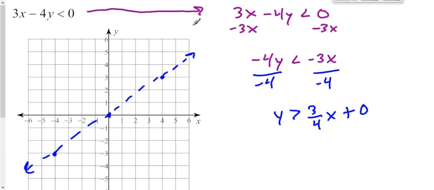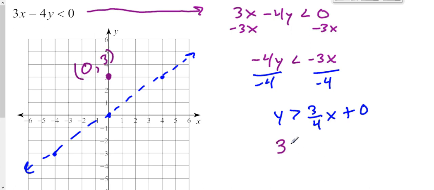Now we have to pick a test point. We cannot choose 0, 0 because it's on the line. Can't even choose 1, 1 because that's possibly on the line. So I like to pick a point that's clearly not on the line. It could be anywhere. I'm going to pick this point right here. 0, 3.